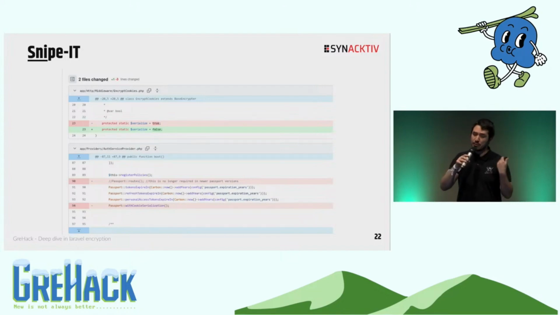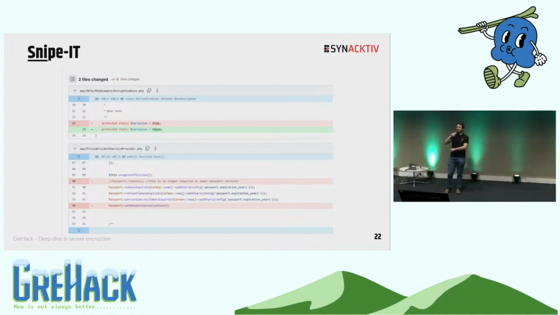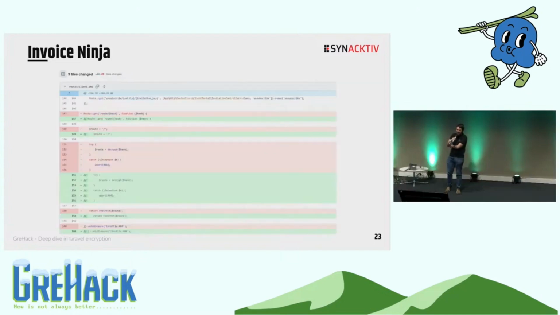And that's the patch for this kind of vulnerability. As you can see, they just removed the option to put serialized data inside your cookie. So now they are safe. You just need to upgrade to the latest version. Now let's see with Invoice Ninja.